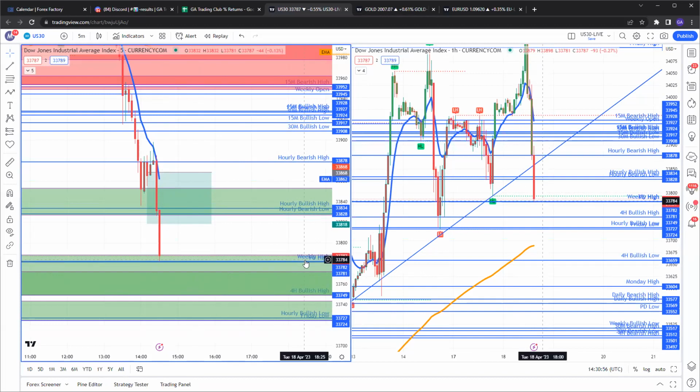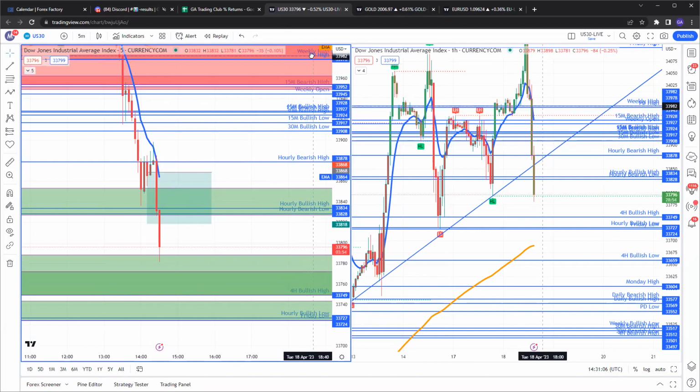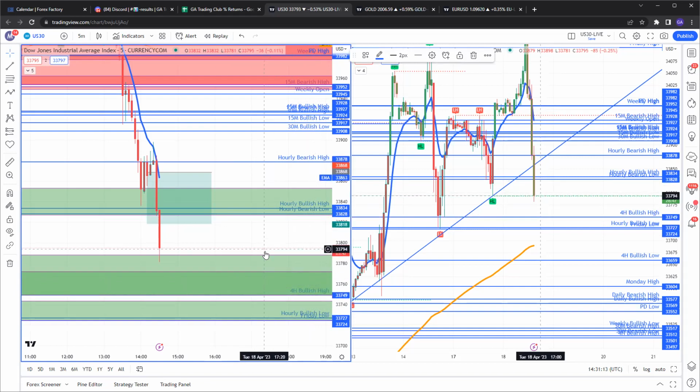So what do we have here? Ignore the weekly high. Actually this should be somewhere there. Previous daily high, this should be Monday's highs. So just ignore these zones. We have a 4-hour bullish high. Remember, any markups for today that are the hourly and above, these zones are still valid. So price is more likely to come back and reject from around this 4-hour bullish high.